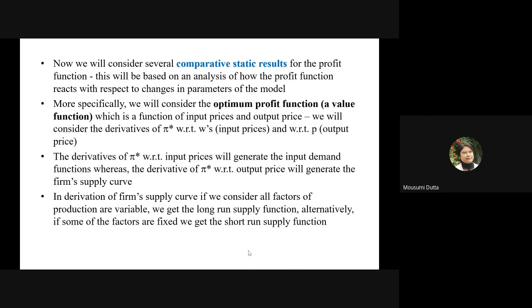Now our approach will change a little bit. We will consider the optimum profit function, which we also call the value function. And from that value function, we will try to find out L star, K star. So it is given that this is my profit, and given this is my profit, I'll decide how much labor I'll employ, how much capital I'll employ. So this is another approach. This is the indirect approach.